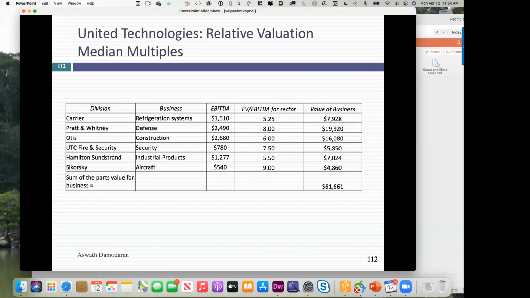You see why it's rough, right? I've applied the median EV to EBITDA for every one of these companies. I'm ignoring the 408 million in corporate G&A.